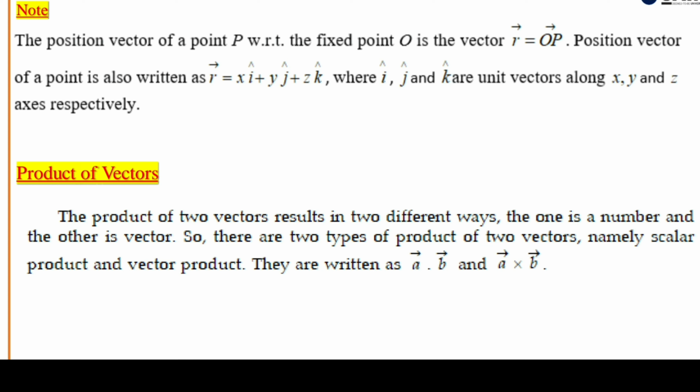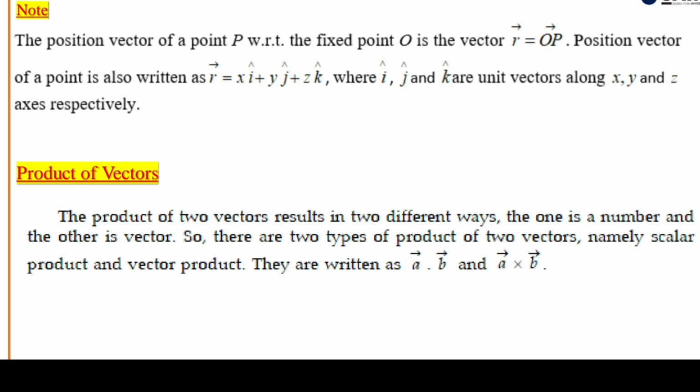You have to multiply a vector and b vector. That will be the multiplication of two vectors, and a vector cross b vector is the cross product of two vectors. The cross product is different from the dot product. The dot product of two vectors is different and the cross product of two vectors is different. We will see this with an example in the future.